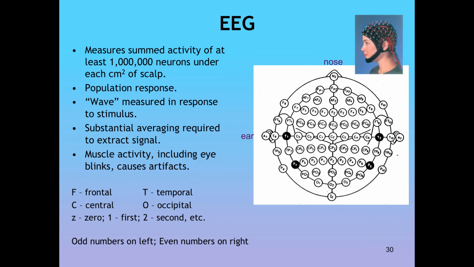Okay, so here we're looking at EEG, and this is measuring electrical fields based on millions of neurons in the brain. So like fMRI, with each electrode, with fMRI, we're looking at the voxel level. With EEG, we're looking at the electrode level. We're looking at population responses. So not a single neuron. These are not single neuron measurements. They are population responses. So we're measuring a wave in response to the stimulus.